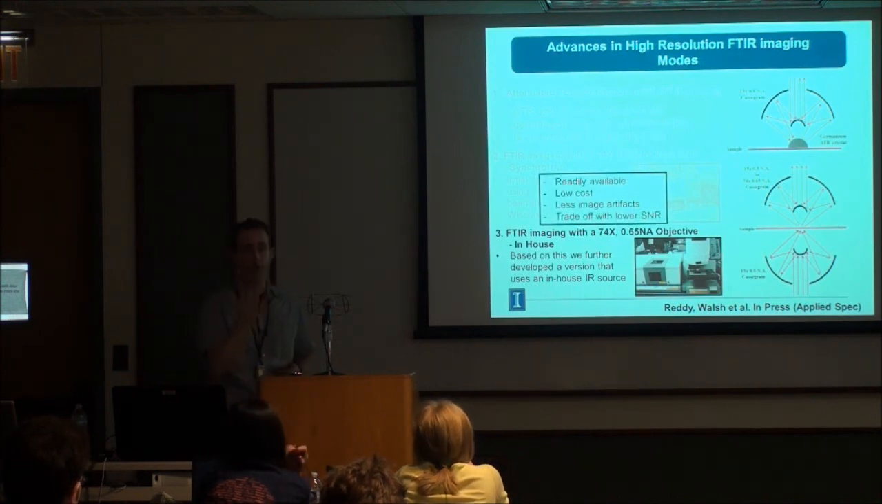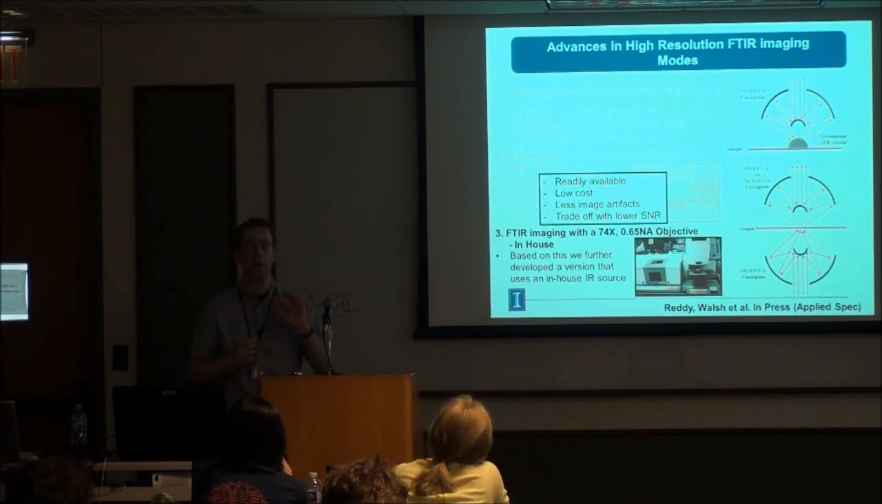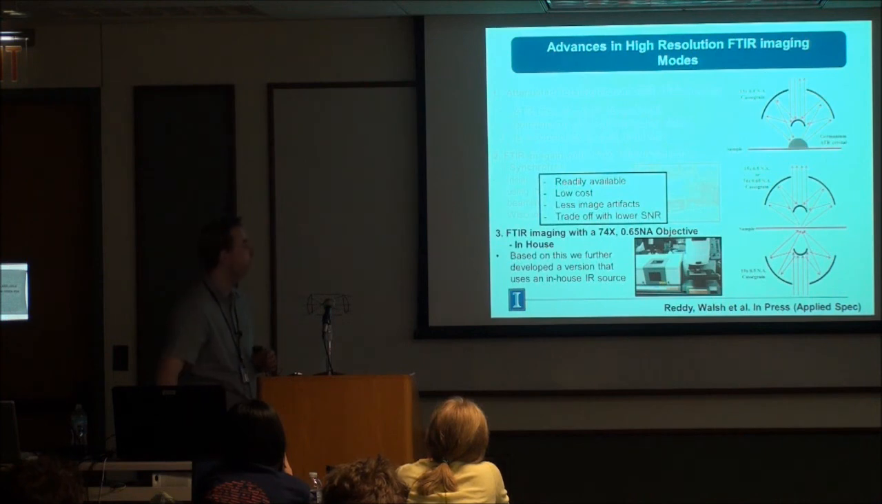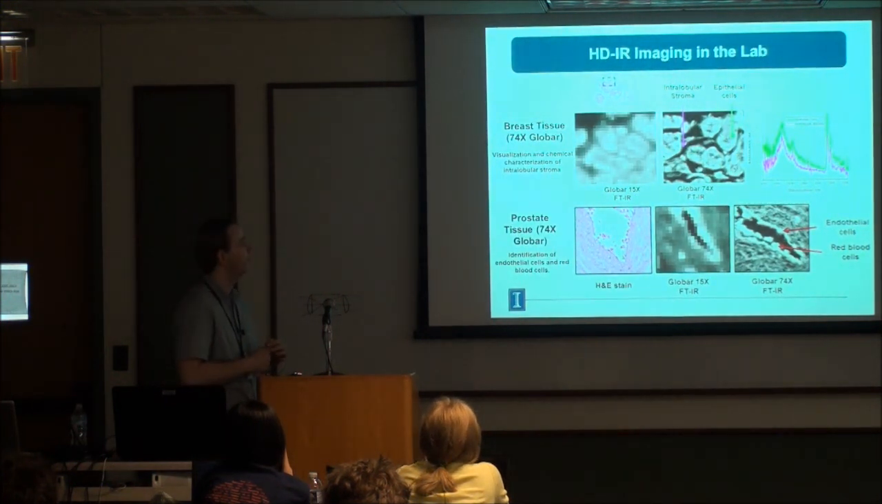The nice thing is it's readily available, it's low cost. There's actually less image artifacts. Something I didn't talk about with synchrotron is you have coherent beams which tend to interfere. There are ways to get around that, but it's certainly a problem. The trade-off is we get much lower signal to noise though. What's nice, we can now do this high resolution imaging in our lab. From my perspective, when I was doing the crypts, this is a dramatic improvement. And this is really the state of the art now. And in fact, the next generation of FTIRs that are going to be available will now be using our setup.